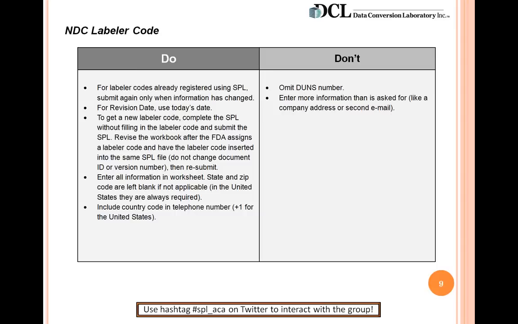It hasn't been a problem lately, but at the beginning, people said, "Oh, but I want to put in a company address for the labeler, or I want to put in a second email address." You can't do that. It's not that you don't have to; it's that you cannot. For the labeler code, they just want the company name and the DUNS number. The FDA can then, with that, look up the company address.